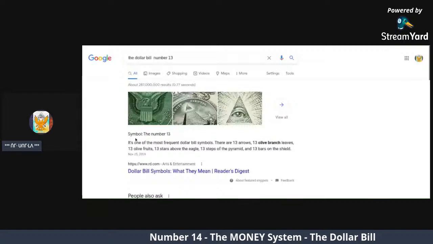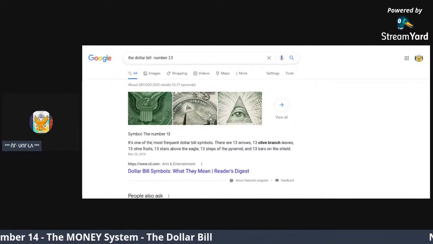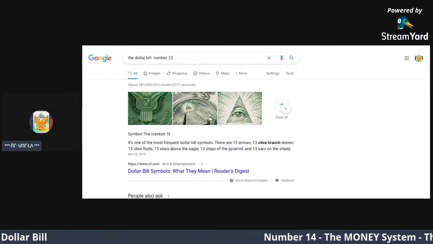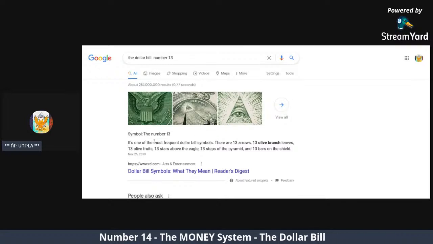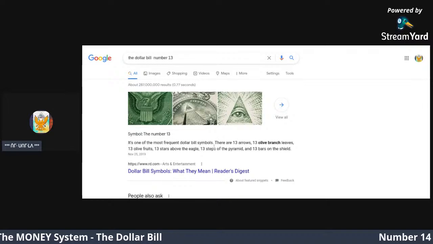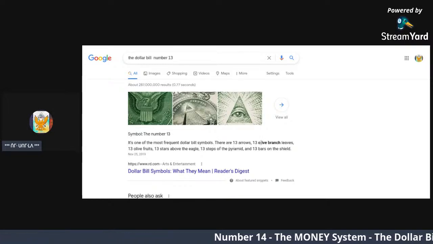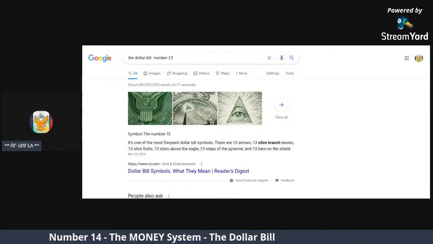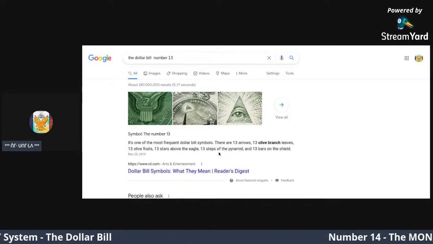Now, the first thing I got pulled up right here is the number 13. Now, 1 plus 3 equals 4. 13 is also the number of stripes on the United States flag, but the number 13 is the most frequent number on the dollar bill as far as symbols. 13 arrows, 13 olive branch leaves, 13 olive fruits, 13 stars above the eagle, 13 steps of the pyramid, and 13 bars on the shield.